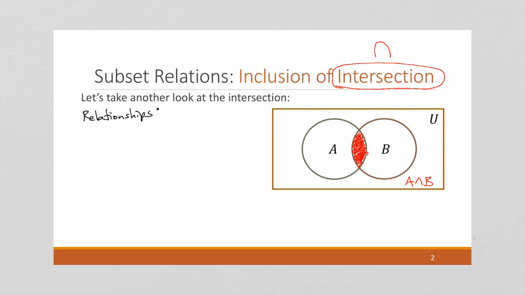Well, we know that, for example, A intersect B is a subset of A. Right? Because this region that we've filled in here on this diagram is part of A. So I can say it's a subset of A. We can also say that A intersect B is a subset of B.